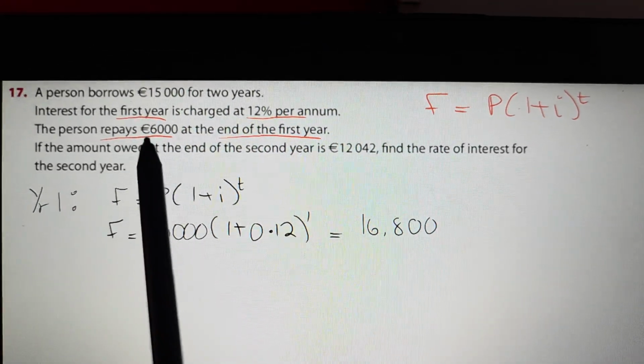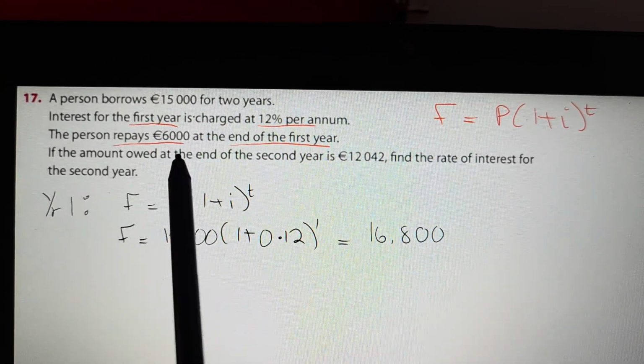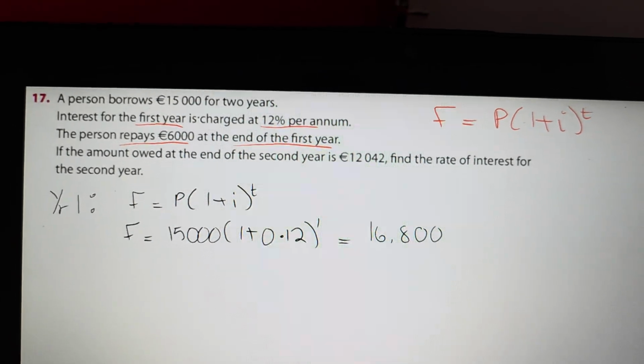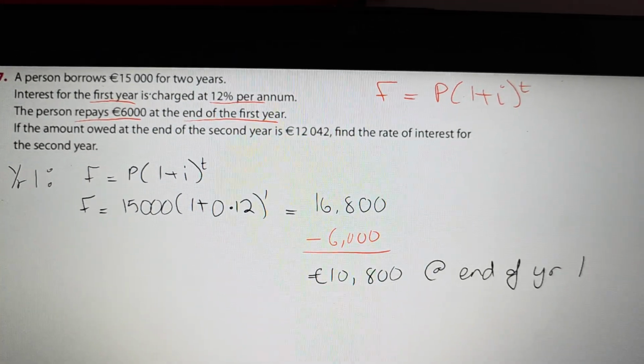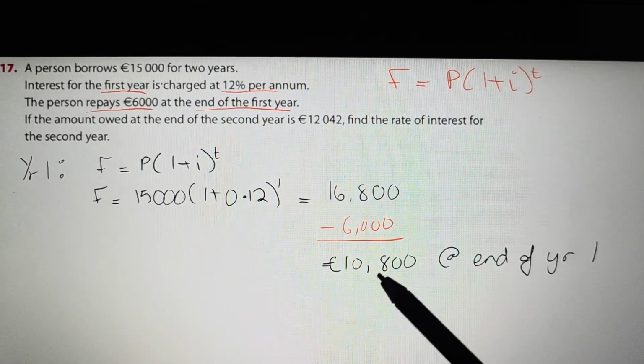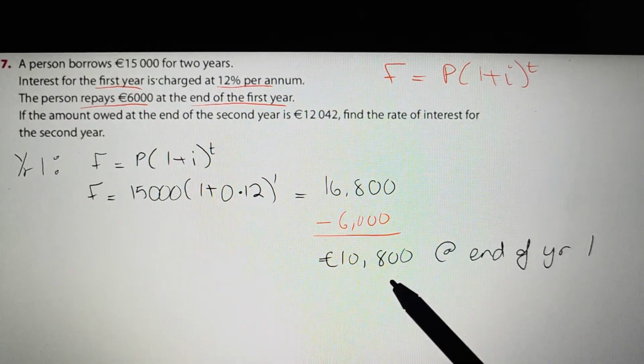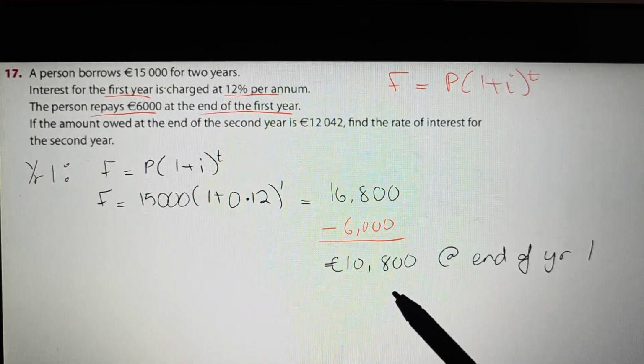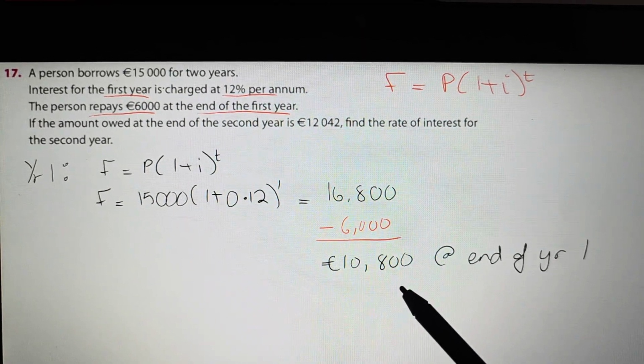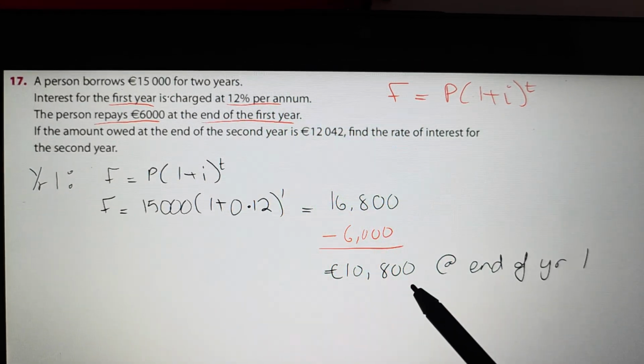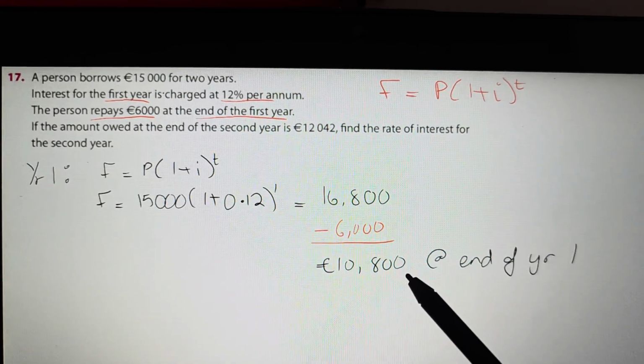But they're now telling me that at the end of that first year, the person's going to repay 6 grand off of that figure. So I'll subtract 6 grand, which means now, at the end of year 1, they only owe the bank €10,800. If that's how much they owe the bank at the end of the first year, that is the same amount of money they will still owe the bank at the very beginning of the second year.